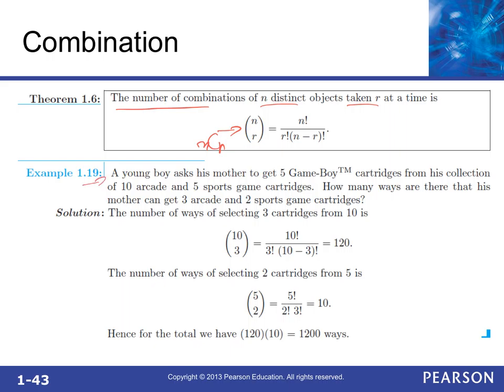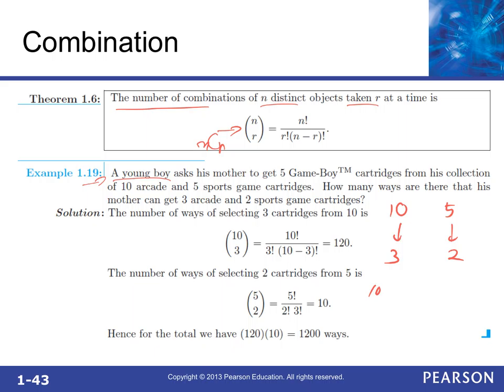In this example, a young boy asks his mother to get 5 Game Boy cartridges from his collection of 10 arcade and 5 sports game cartridges. The question is, how many ways are there that his mother can get 3 arcade and 2 sports game cartridges? So we have 10 arcade games and 5 sports games, and we select 3 arcade games among 10, and 2 sports games among 5. Once you select, it's not important to consider the arrangement. We only select, and that's all.